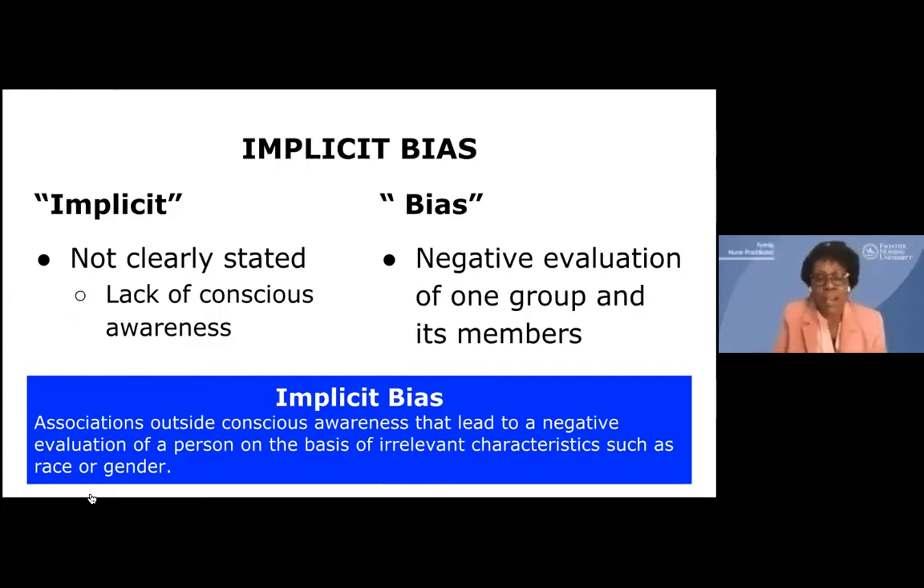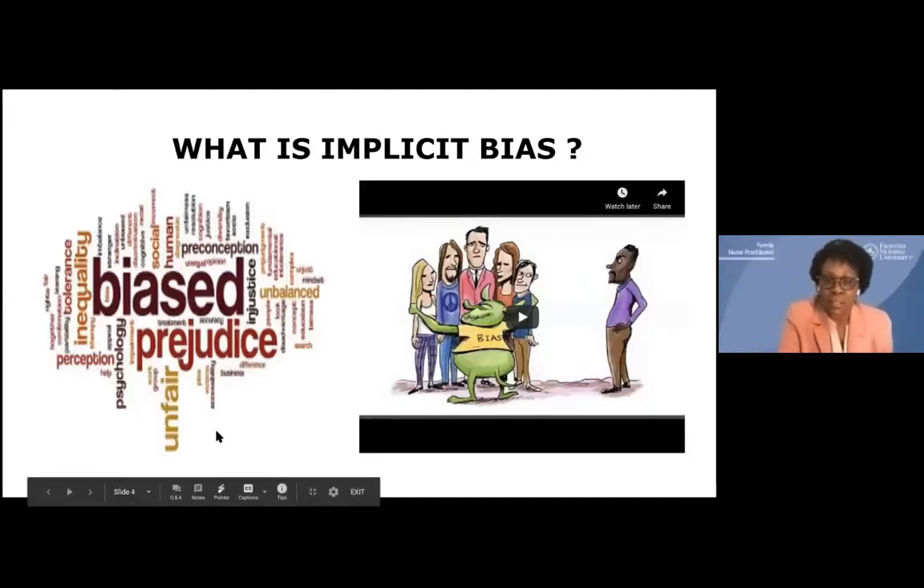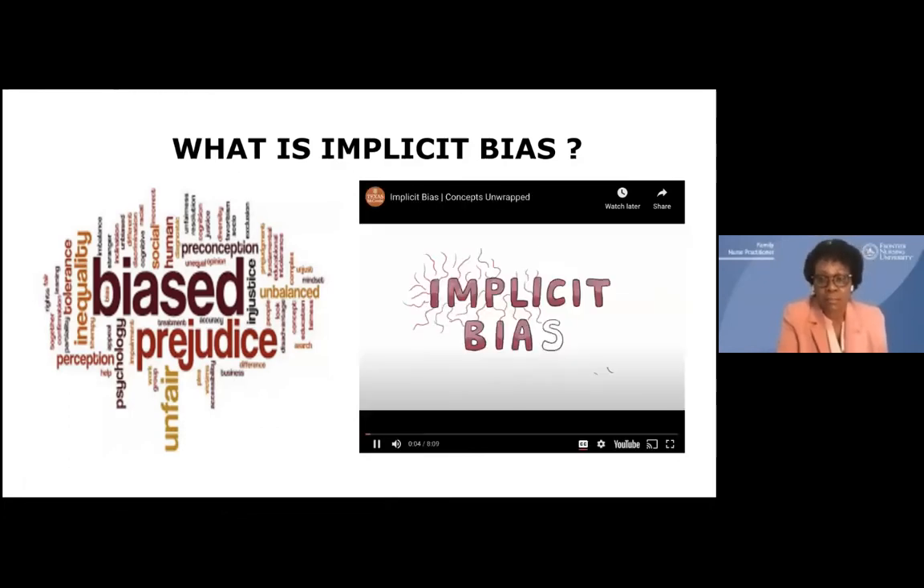So implicit bias, if you think about it again, is those associations outside of our conscious awareness that lead to a negative evaluation. And you did hear me say about those positive pieces, but it definitely impacts people negatively when there is a negative evaluation or a negative association based on irrelevant characteristics such as race or gender. So here I'll play a little video that explains a little bit more of what is implicit bias.